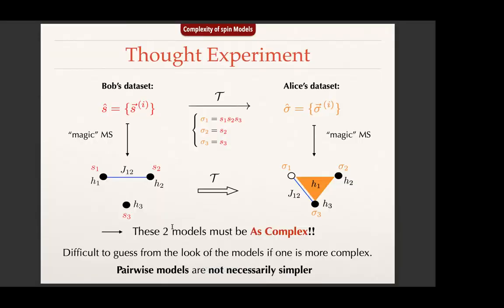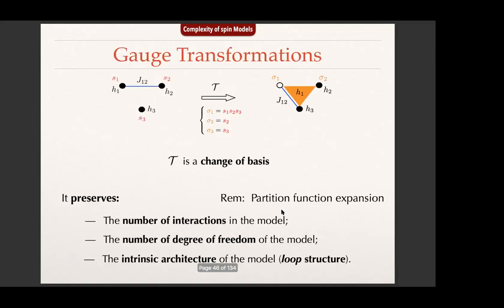Okay, so what we know here is that these 2 models must be equally complex. And we also realize that it's difficult to guess from the look of the model which one is the most complex. Here we have a 3-body interaction, and in particular, pairwise models are not necessarily simpler. The complexity of a model does not depend on the order of the interactions. And so we can define those transformations; we call them gauge transformations.